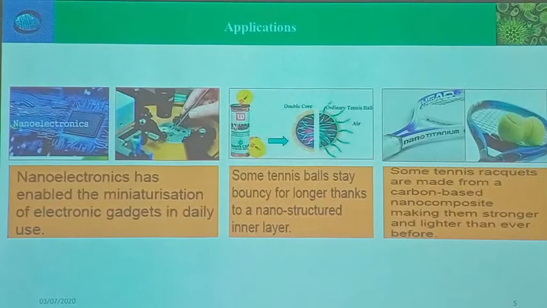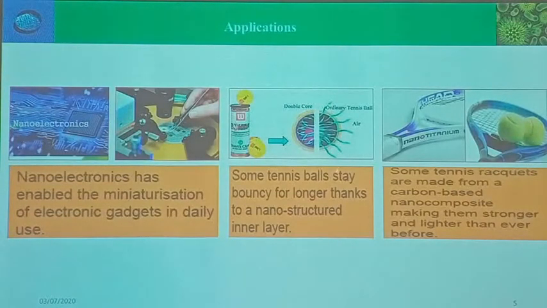Here is another example: a tennis ball. In that tennis ball they have used nanotechnology. How have they used nanotechnology? Here is the outer cover, a double core, like an ordinary tennis ball, and inside that they have fixed the air and used a coating on the tennis ball.